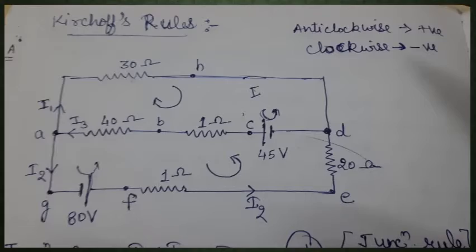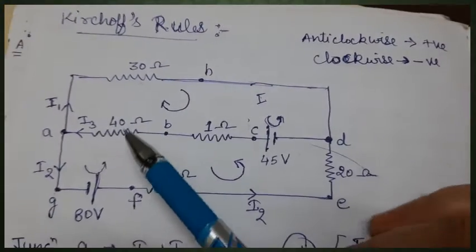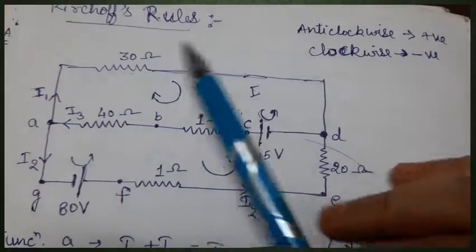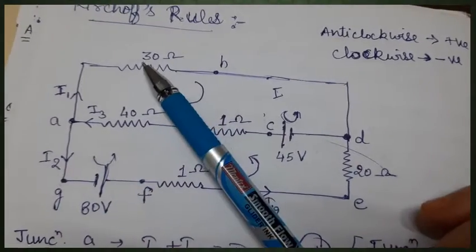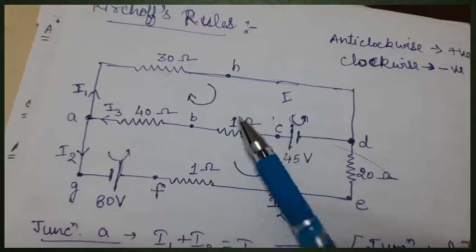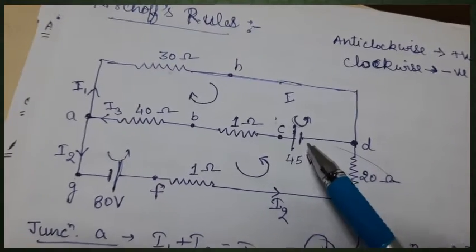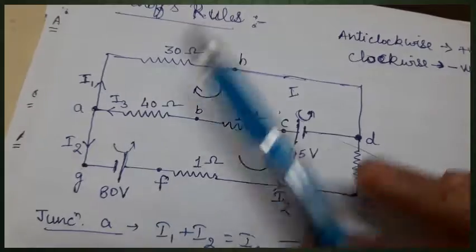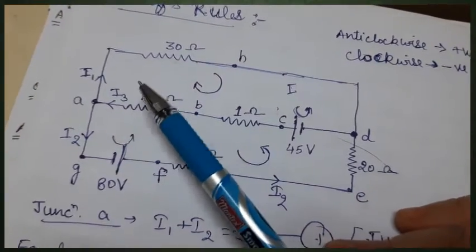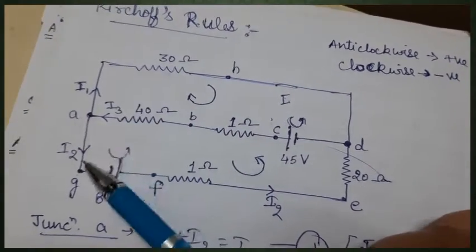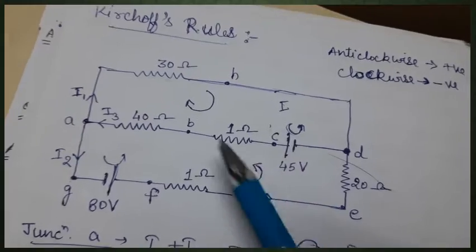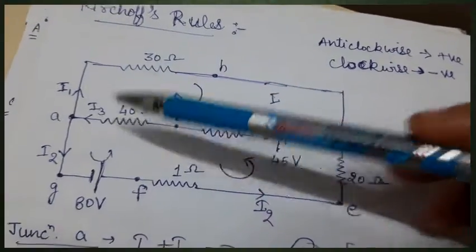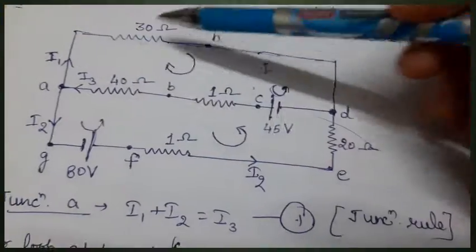So here I'll first explain the circuit. Here we have a circuit in which we have resistances and two batteries, one of 45 volt and one of 80 volt, connected, and as shown, the directions of currents I1, I2 and I3 are also shown in the diagram, and how currents are flowing.